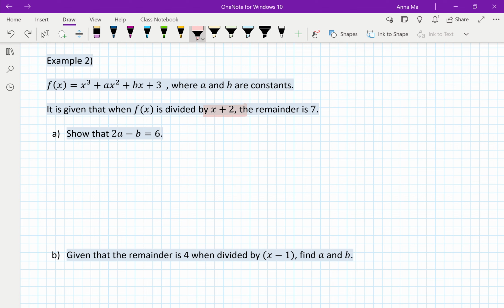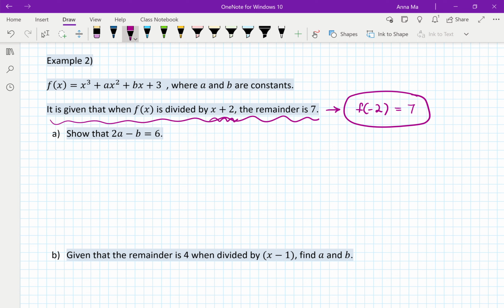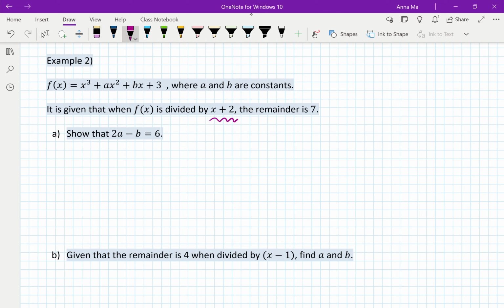So then what I can think about from just reading that sentence is that if I substitute negative 2, because that's what makes the divisor into 0, I should get the remainder 7. That equation should instantly come into your mind if you read a sentence like this. You will see a very similar type of question like this in the exam. So I could use that in part A. Maybe I'll just write it here. I'll say f of negative 2 has to be 7 because of the remainder theorem.